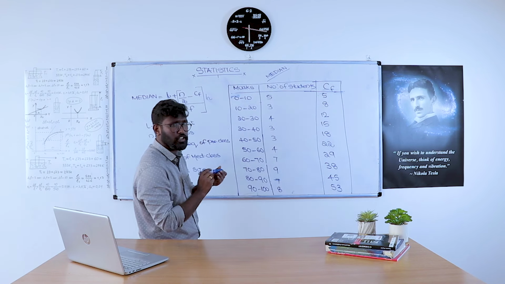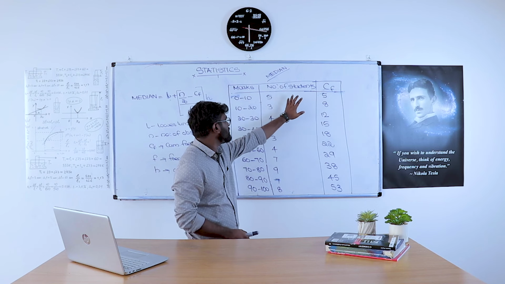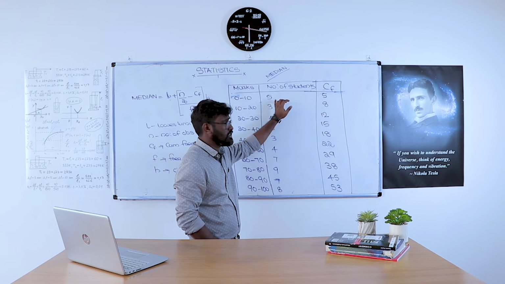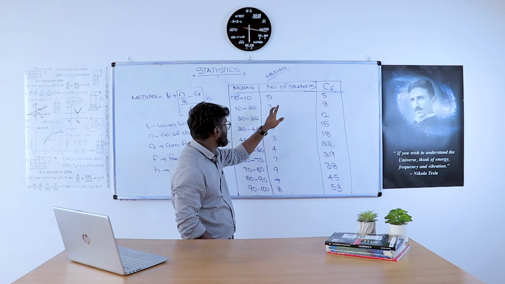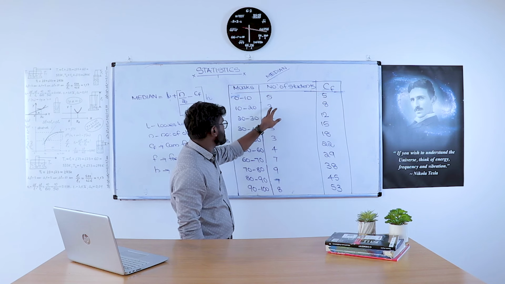How will you find the cumulative frequency? For the first class interval, the cumulative frequency is the frequency itself. For the second class interval, the cumulative frequency is the frequency of the first interval plus the second interval.